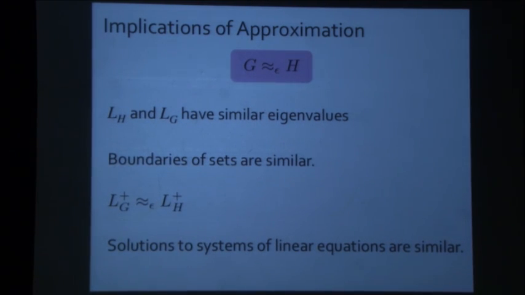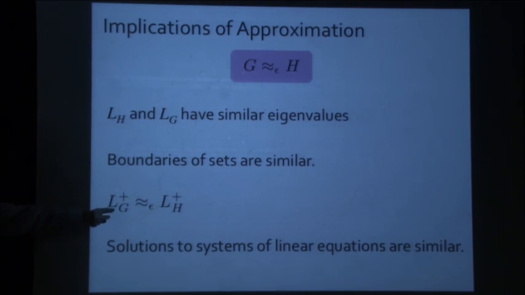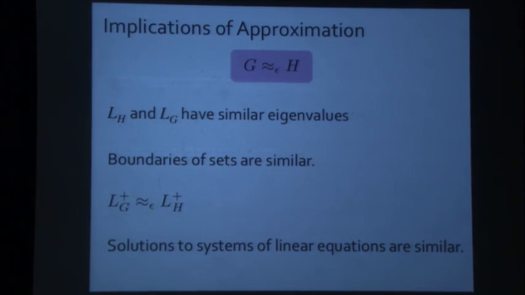To me, actually, the reason I was looking at this notion is it means this is how I write the pseudo-inverse. The pseudo-inverse of G is approximately the same as the pseudo-inverse of H. And they're epsilon approximations of each other. I cared about this because Shang-Hua Teng and I were first studying this in designing algorithms for solving systems of linear equations in Laplacian matrices.